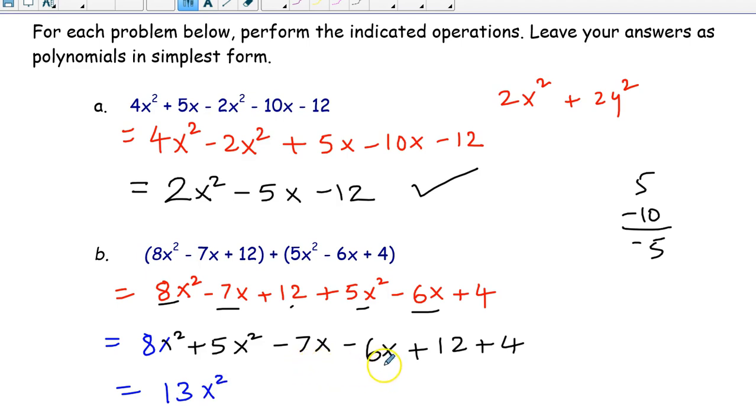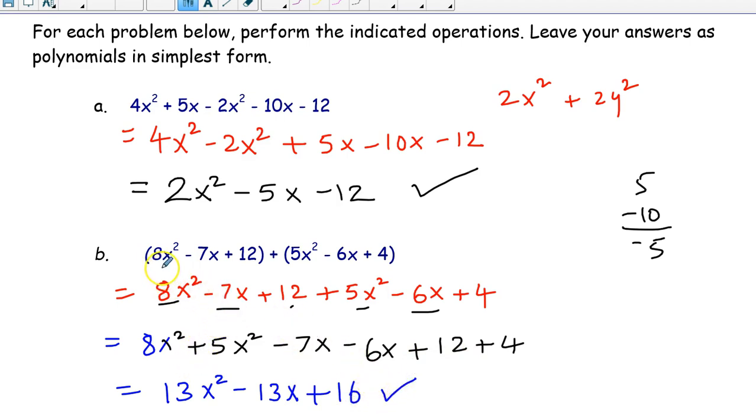Minus 7x minus 6x. Both are negatives, so I'll add them together. That gives you 13x. From the 7x, you already have negative 7x, and from the taking away, 6x. So 7 plus 6 gives you 13 with a minus sign, and of course x is there with it. And the last one, 12 and 4. 12 plus 4 gives you 16. That's all. That is your result.